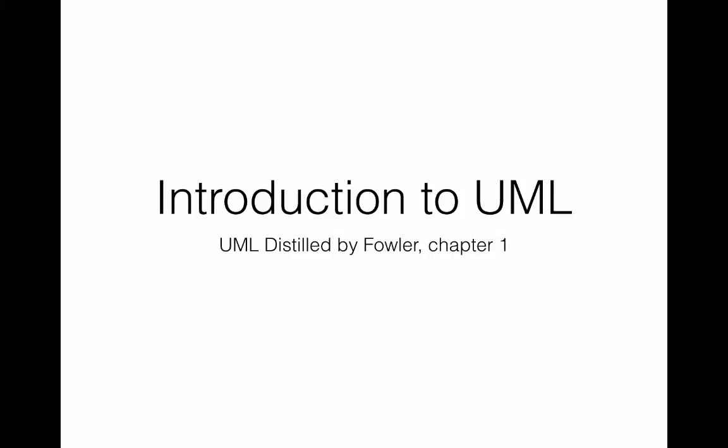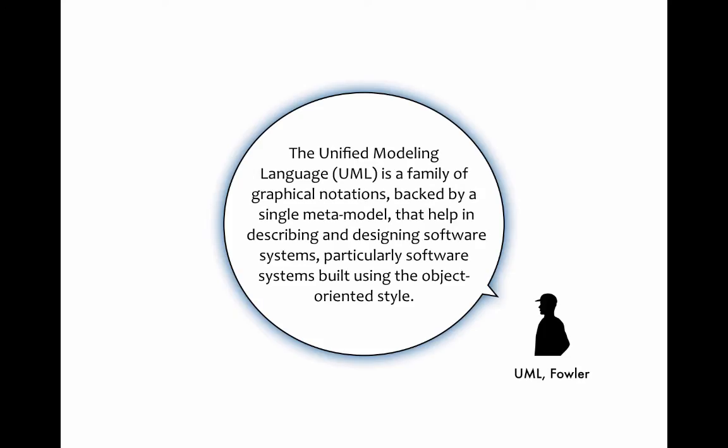Chapter 1 of UML Distilled gives a brief introduction to the unified modeling language. Fowler says that UML is a family of graphical notations, meaning diagrams, that are backed by a single metamodel. Being backed by a single metamodel just means that the UML has a somewhat formal foundation. For the purposes of most developers, understanding the diagrams is the most important aspect of UML.